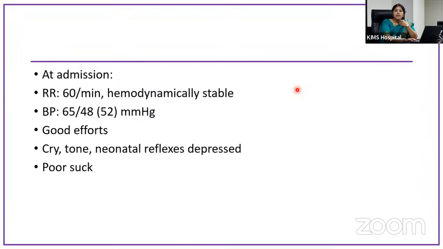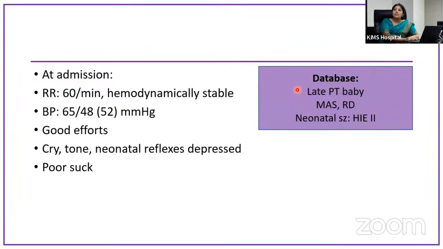At this time, the child has okay heart and respiratory rates. The child was hemodynamically stable. The BPs are okay. The efforts were good, but the child had a poor cry, poor tone, depressed neonatal reflexes, and a poor suck. Now, if you look at the database, we have a late preterm baby who has meconium aspiration, respiratory distress, and neonatal seizures, which were probably HIE stage 2.